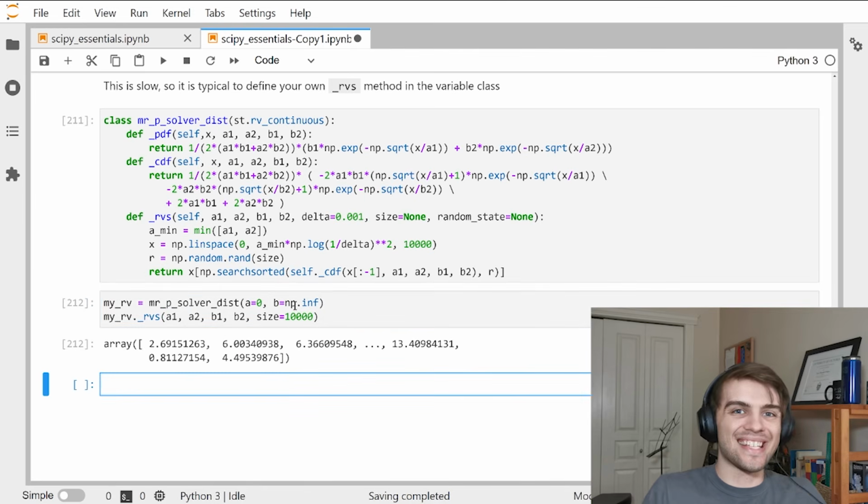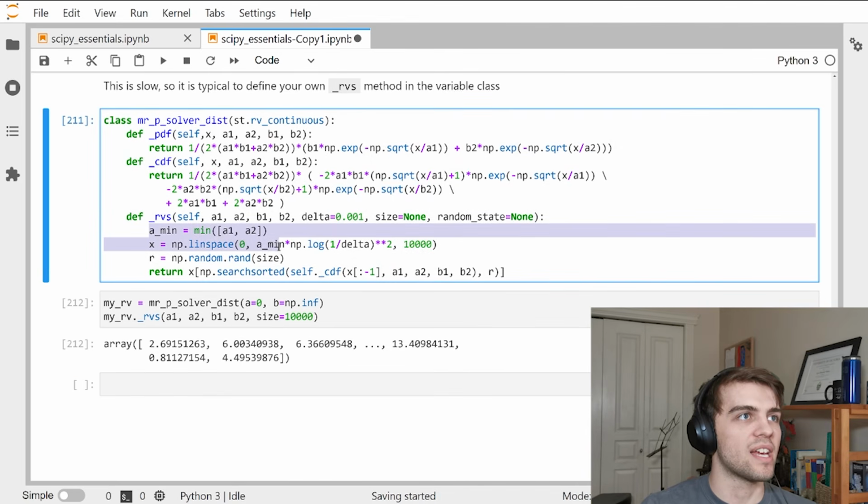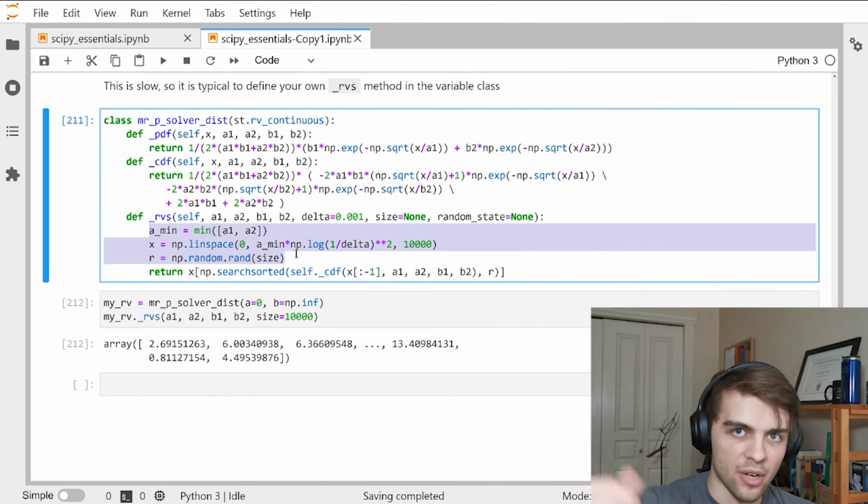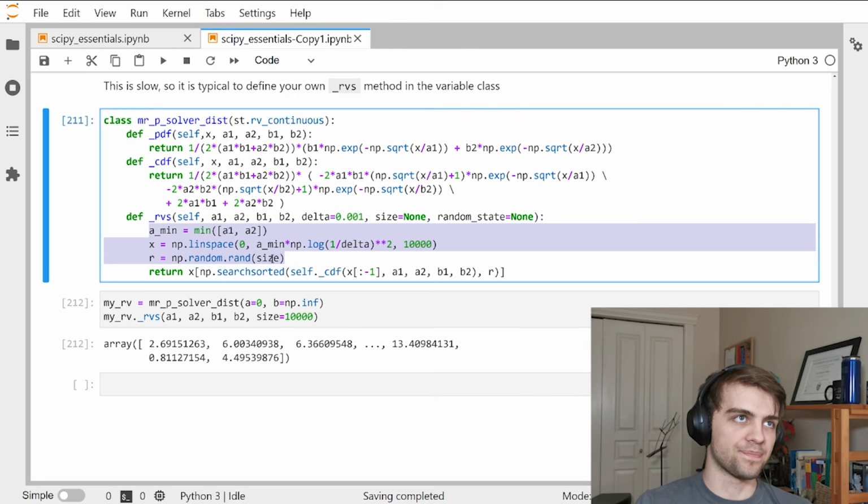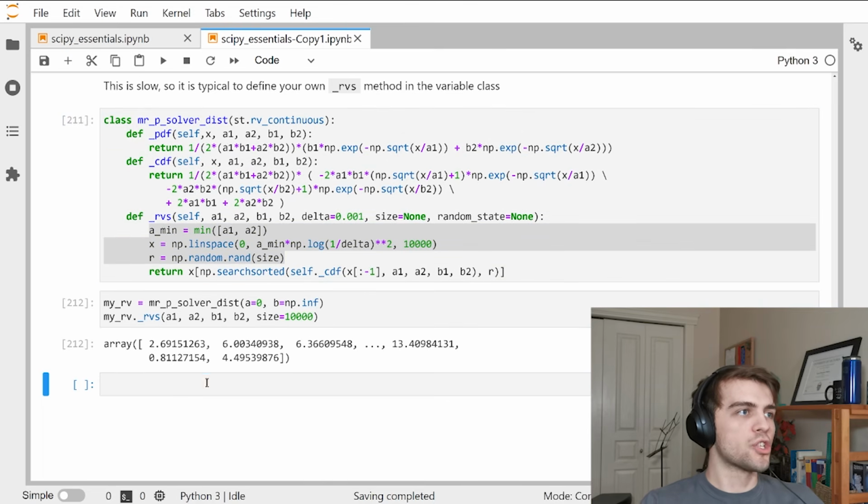And I run this, and it does it instantly. Remember, 500 took a while before. Now I'm generating 10,000, and it does it basically instantly. And the reason for that is because I use a faster way of generating random numbers here, using an approximation method sort of thing. So anyways, there are other things in SciPy as well.